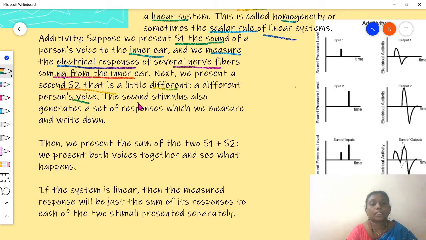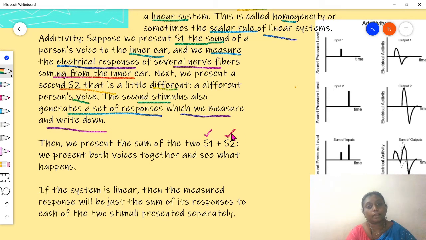Next we present a second voice, S2, a little different voice from a different person. The second stimulus also generates a set of electrical responses. We measure and write down those as well. So first we took S1 and then S2, two different persons' voices to the ear, and observed the electrical responses of several nerve fibers coming from the inner ear. Then we present the sum of S1 plus S2, both voices together, and see what happens.